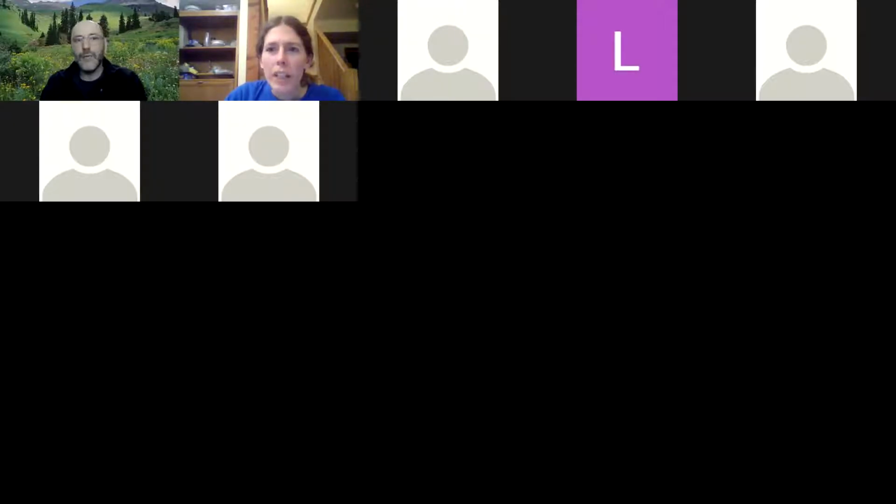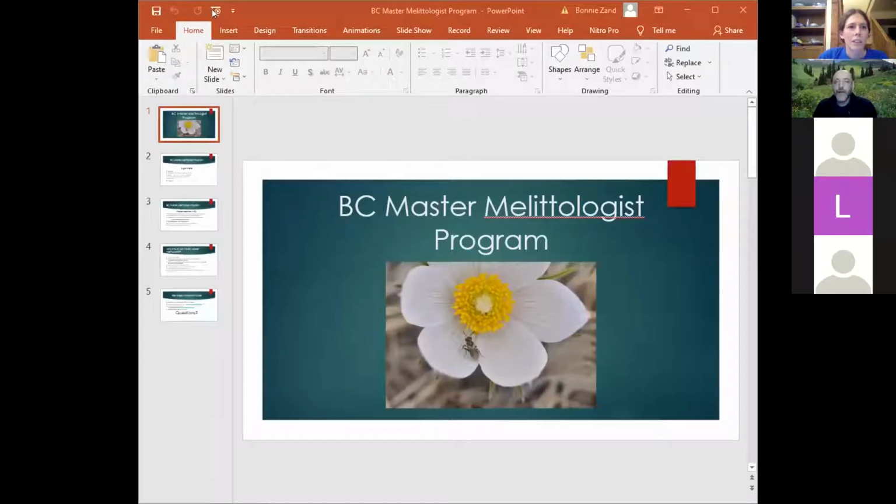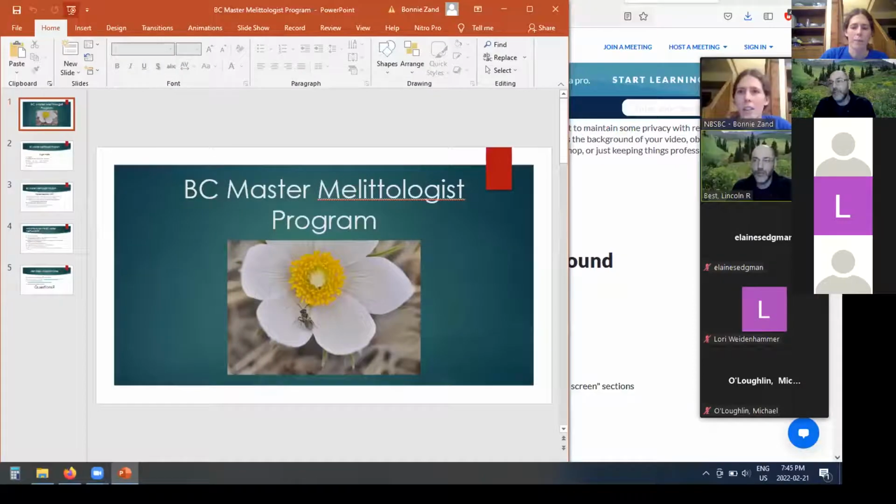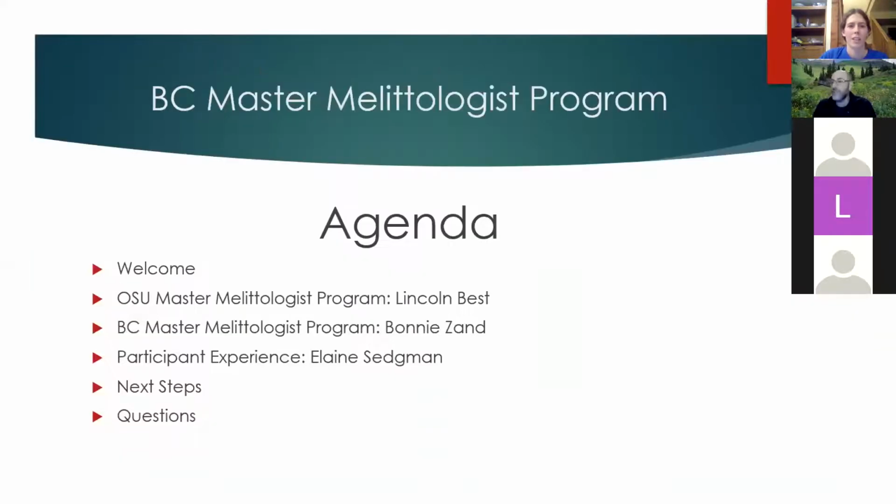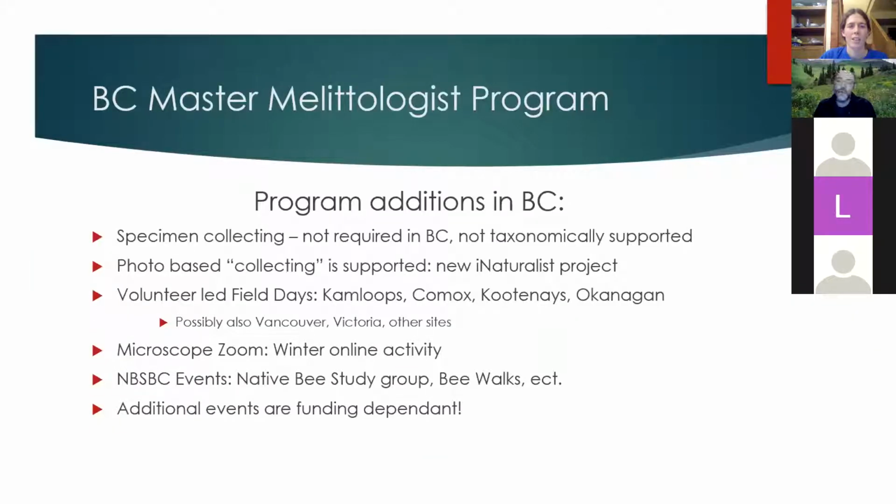One of the main things to differentiate is that the Master Melittologist Program is training. In Oregon, we combine that with our Bee Atlas, which is a statewide biodiversity survey. And so at this time, there is no province-wide biodiversity survey in British Columbia where the back end is supported: the identification of the specimens, the vouchering into a museum, and the publication of the data. And so that's the big distinction to make.